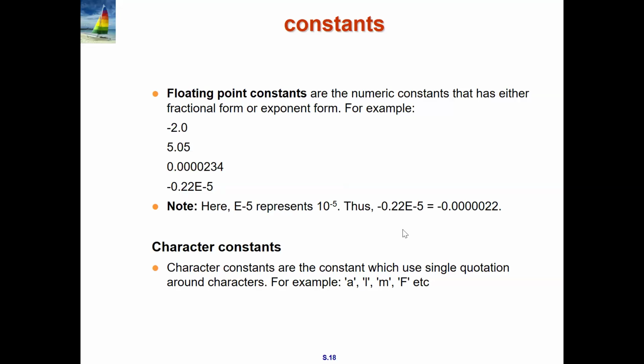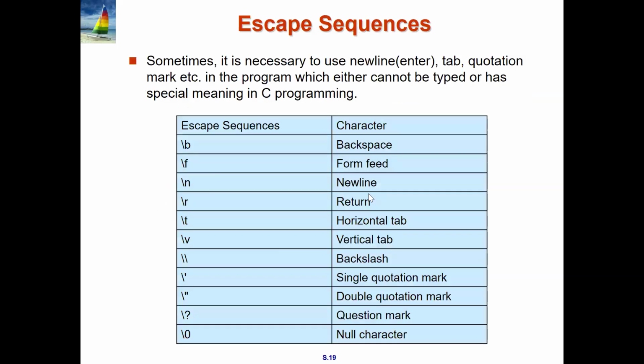Then if you want to store the characters, you can use A, I, capital M, small, capital F, like that. Escape sequences, like I said, you can use. So \n is there. When we are using an array, we can use the null character at the end of the array. Multiple tab, horizontal tab also you can use. So these are the escape sequences we can use in C programming.